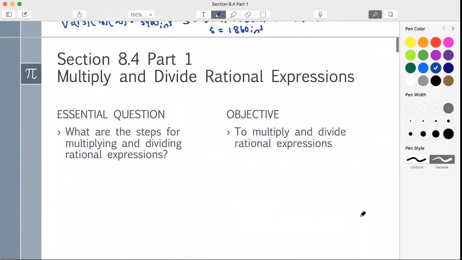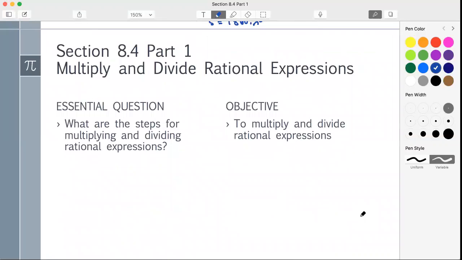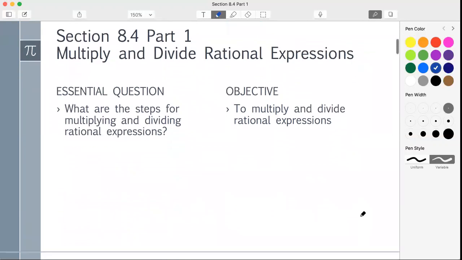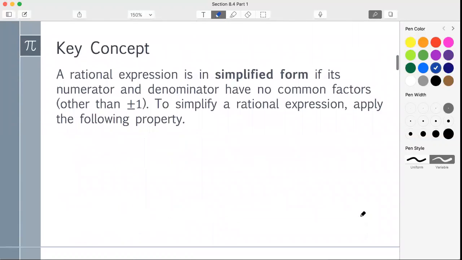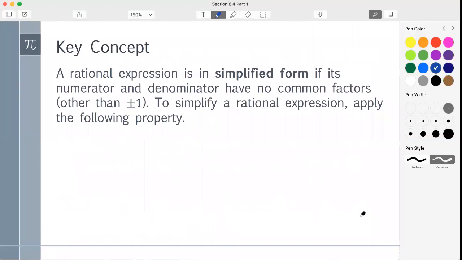All right, so section 8.4, part 1. This is part 1 of 2 parts. We're just going to multiply rational expressions today. Part 2, we'll pick up and we'll divide rational expressions. So a rational expression is in simplified form if its numerator and denominator have no common factors. Key, no common factors. Therefore, we're going to want to cancel any common factors that we have.